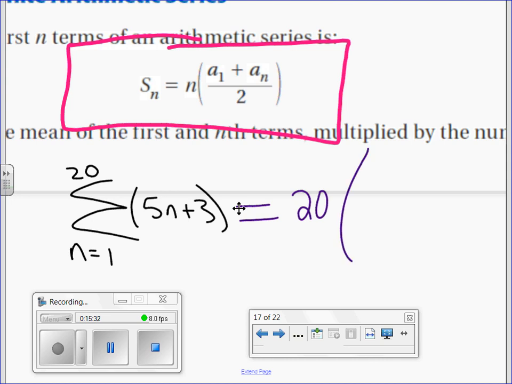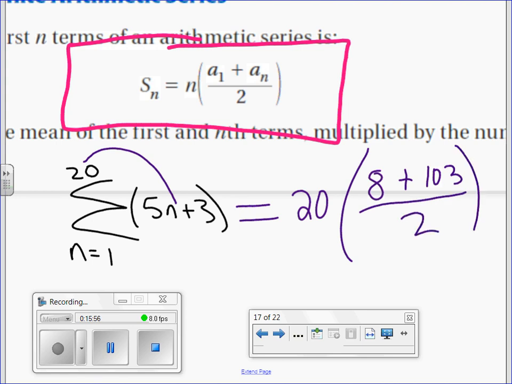Parentheses. a_1, that's a fancy way of saying the first term. Just put a 1 in for n to find your first term. What would that be? 8, good. Plus a_n, that's the last term in the series. You'll put a 20 in for n to get the last term in the series. 103 over 2. So what this kind of does is it finds the midpoint of the series. It's got the first term and the last term. It's divided by 2. It finds the midpoint of the series. And it multiplies by 20.